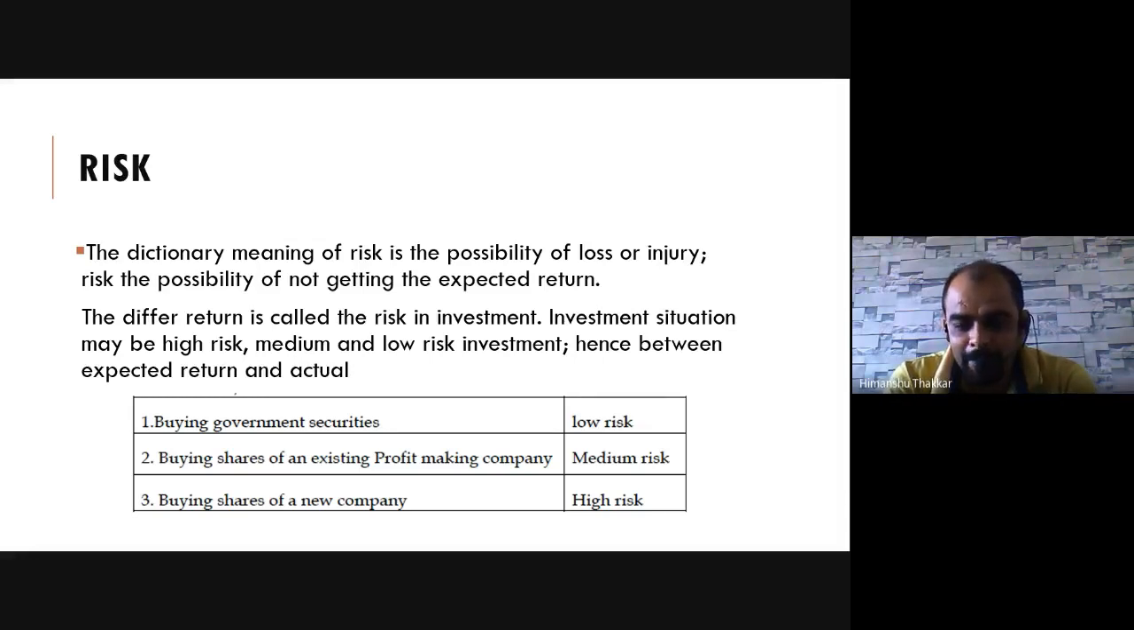So basically, depending on your expectation, if you keep an expectation and it has high chances of becoming reality, then that is low risk. And if there are less chances that your expectations will be fulfilled, then that is a high risk situation. Clear the relationship between risk and return, one of the important topics of this chapter, understanding the relationship between risk and the return associated with the investment.